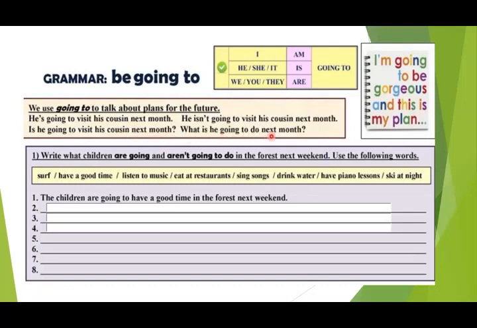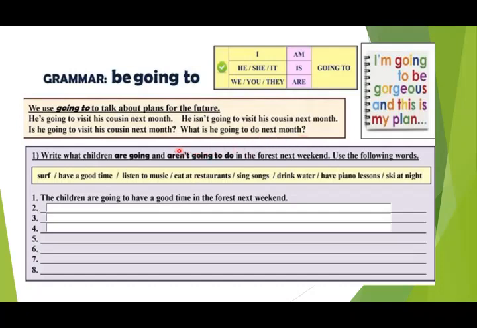Next, what is he going to do next month? ¿Qué es lo que va a hacer el próximo mes? Okay, this is an open question, right? In open question, the answer is a complete sentence. En una pregunta abierta, la respuesta es, ¿qué cosa? Una oración completa. Una oración que tiene la estructura gramatical: pronombre, el verbo to be, going to, the main verb, el verbo principal, and the complement, ¿ok?